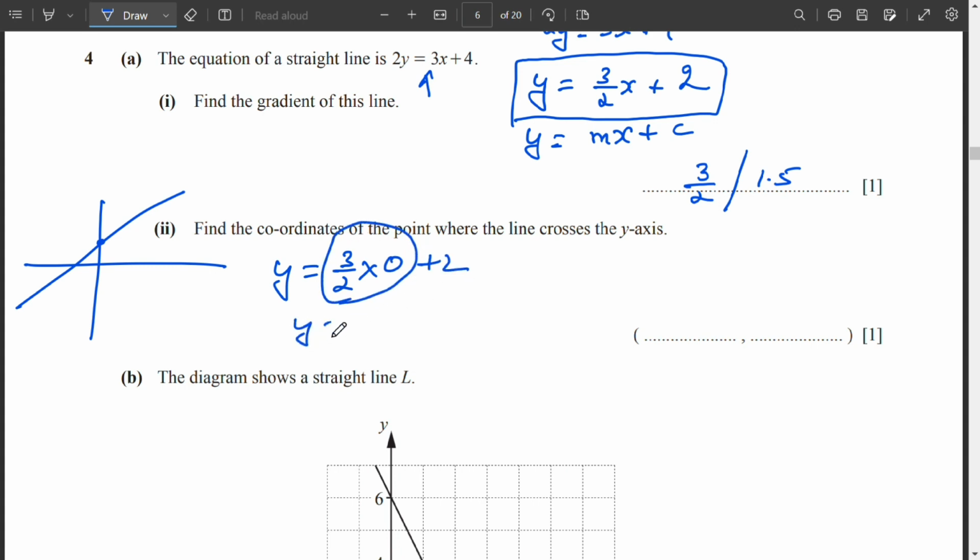What is y? Y will be 2. We know that x is 0 over here. So this is 0 comma 2. The coordinates will be 0 comma 2. That will be the coordinates.